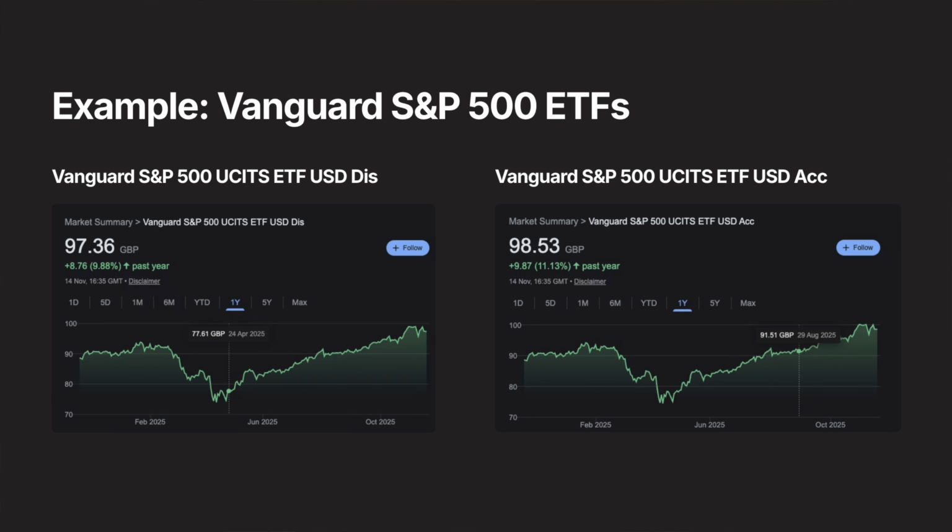What I've done is put an example on screen of everyone's favorite index, the S&P 500, and we have the Vanguard funds that track it. As you can see, on the left you have the distributing fund marked by the DIST at the end, and on the right you have the accumulating fund marked by the ACC at the end of that one.